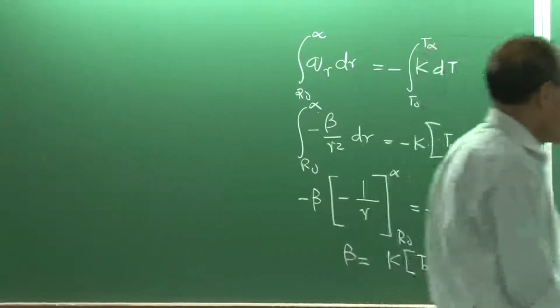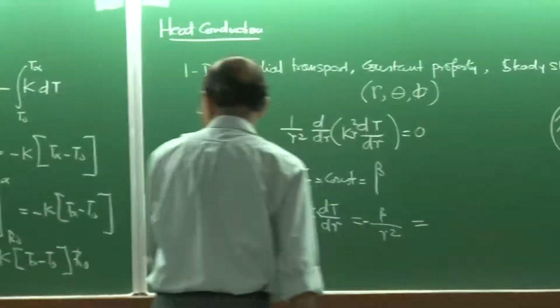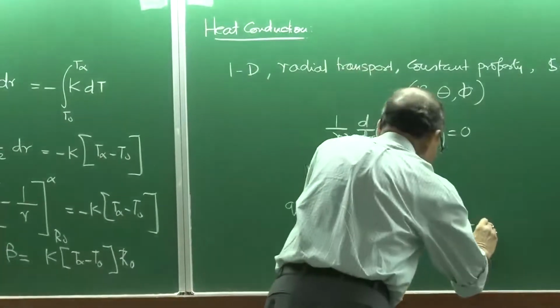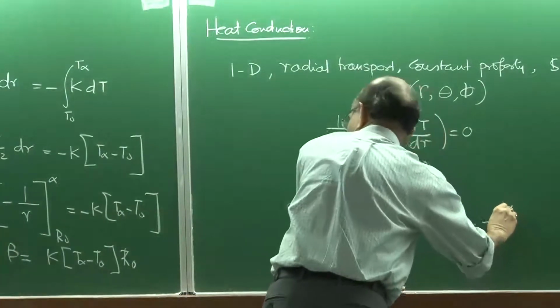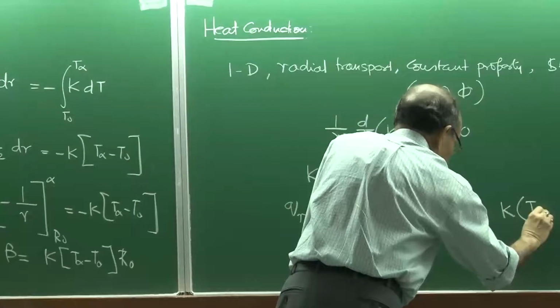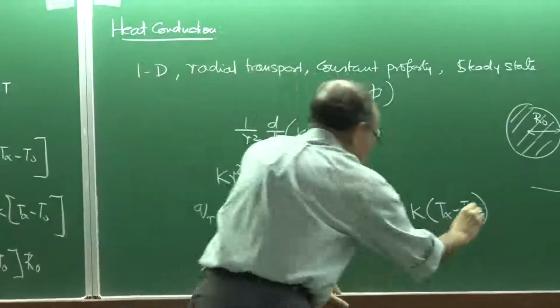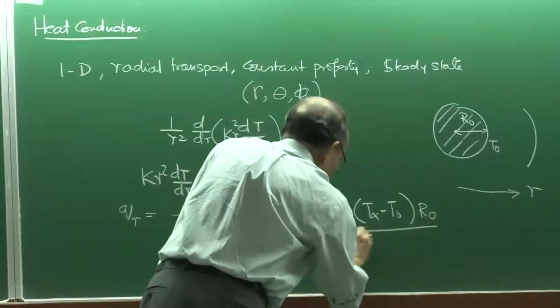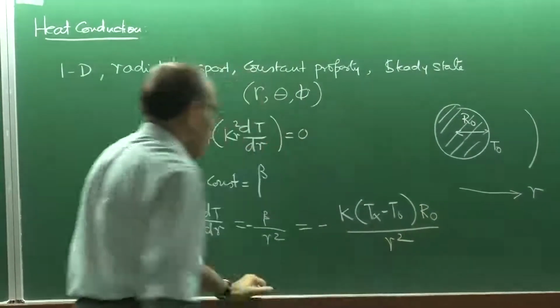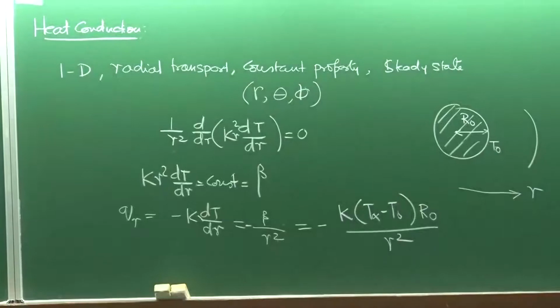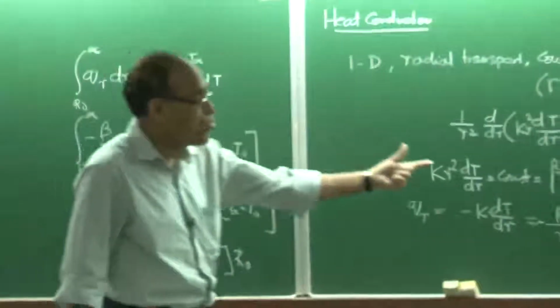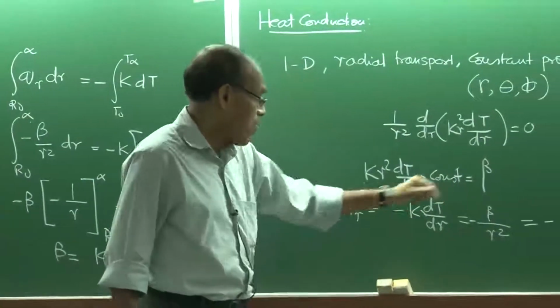So, the radial heat flux here I can substitute here. So, we can bring it. So, this is minus k into T infinity minus T0, and that is r0 divided by r square. What I have done, I have got the value of beta, and this I have substituted into the right hand side, and I have got the heat flux value.